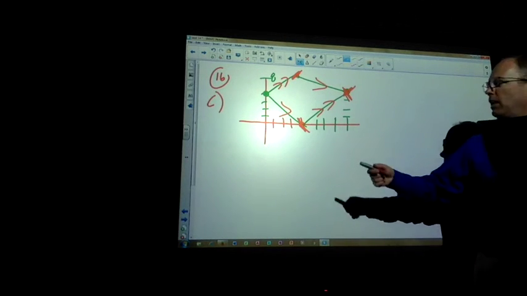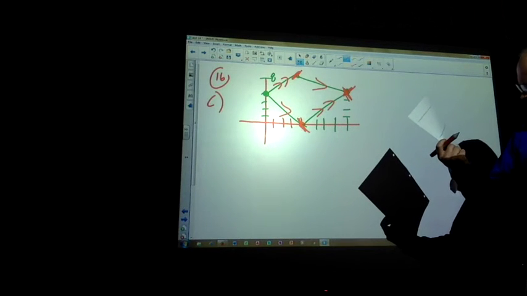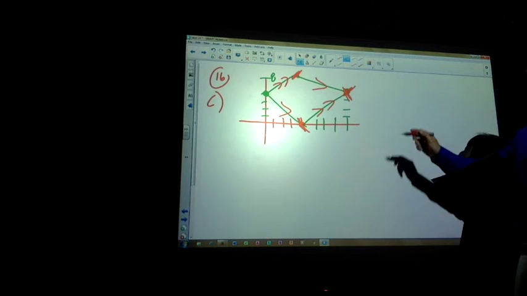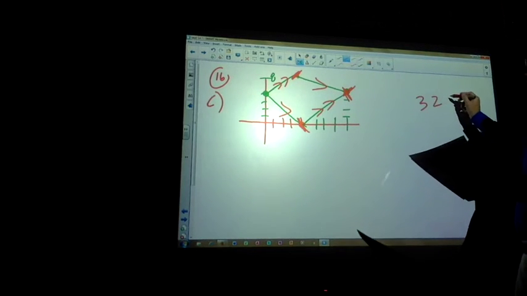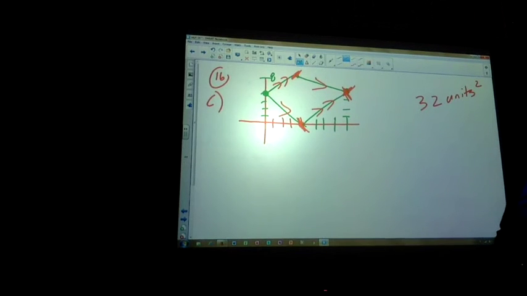Did anyone find any of these? Or we haven't answered that one. 16C. They say the area is 32 square units. Okay. Again, distance formula is going to help you out. What else came from this? Talk to me.